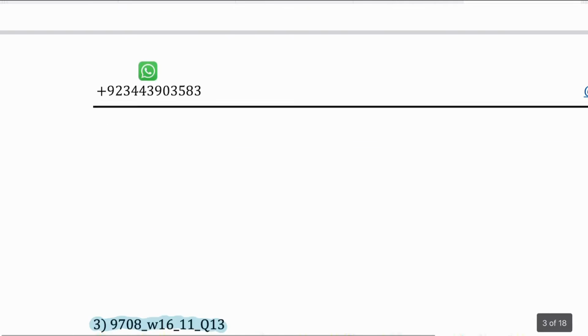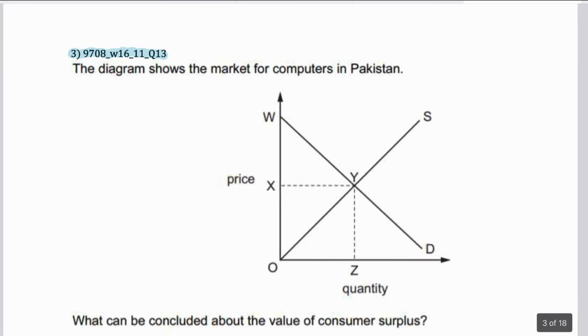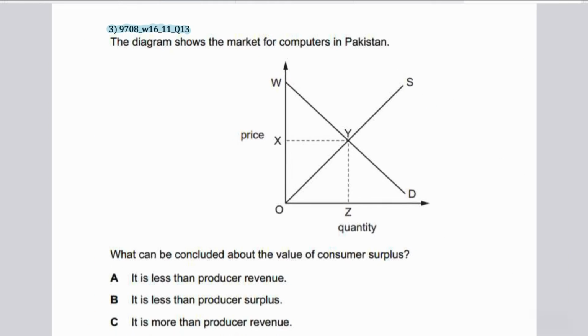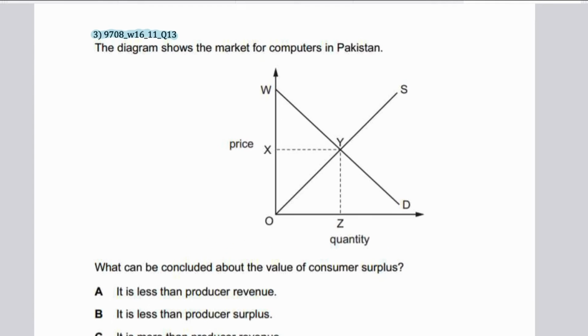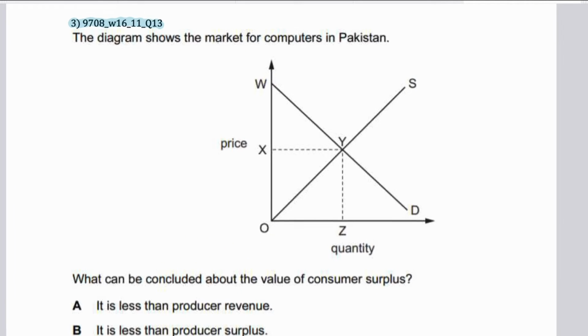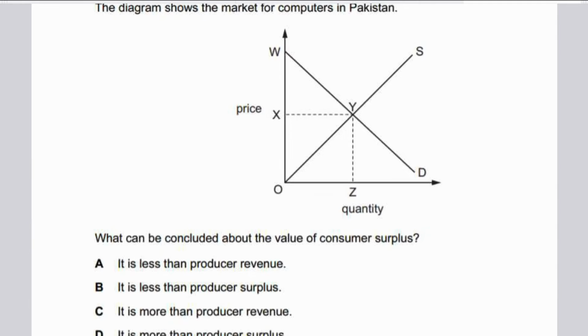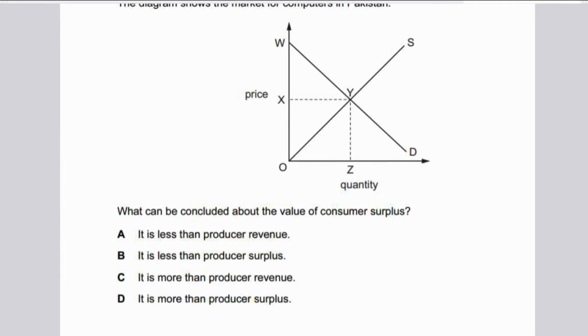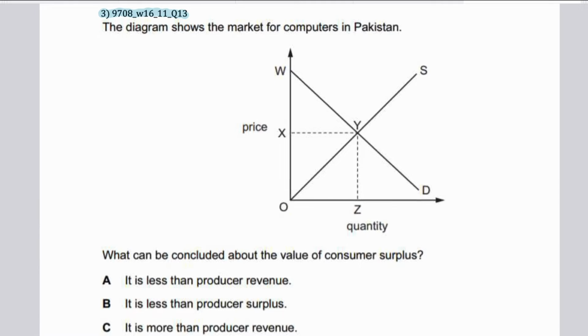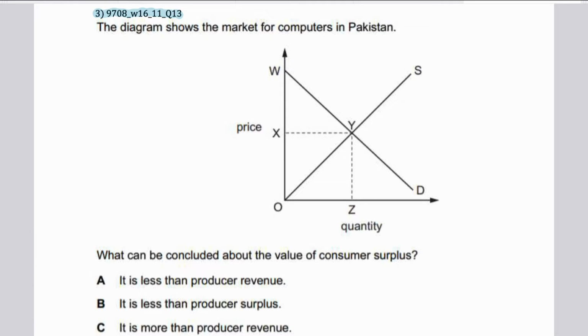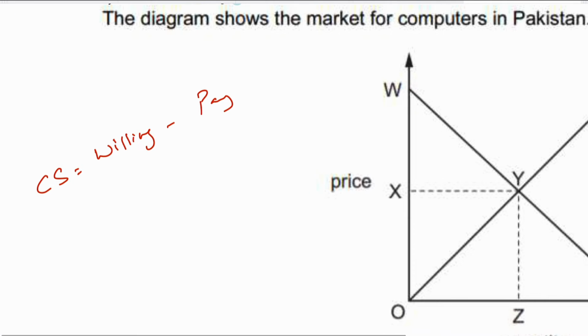Okay, so the next question says the diagram shows the market for computers in Pakistan. What can be concluded about the value of the consumer surplus? It is less than producer revenue. It is less than producer surplus. So what can you conclude about the value of the consumer surplus? Consumer surplus is basically equal to what you are willing to pay minus what you actually pay, and what you pay is the price.